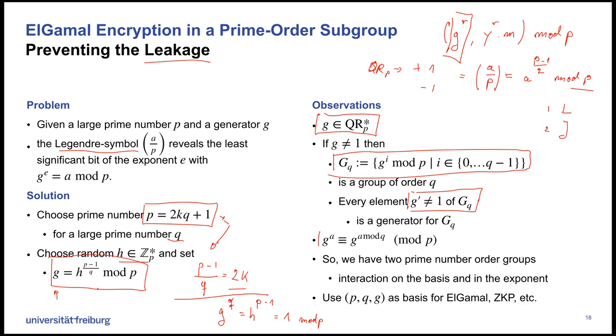So that means g to the a modulo q modulo p, which is very nice because I have 2 prime numbers. On the lower end, I always have an inverse if I multiply, and on the top, I have an inverse if I do the exponentiation. So both of them, it's basically two prime order groups communicating to each other.